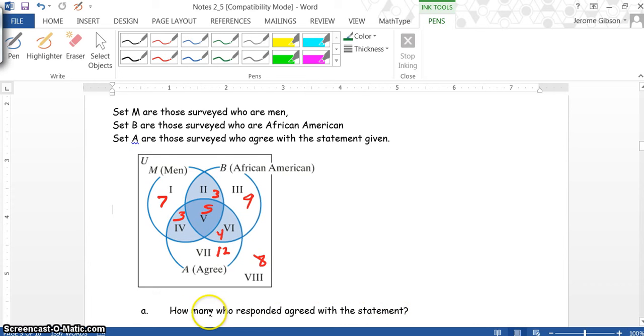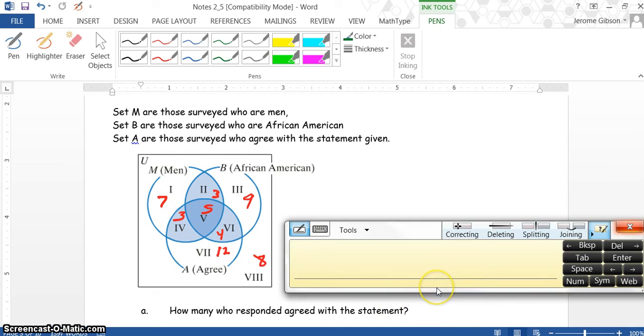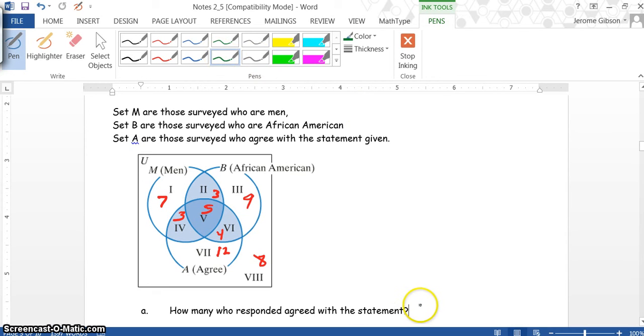Okay, now let's look at A. It says how many who responded agreed with the statement. Now we look here at agree. We have 12 and 4, which is 16, plus 5, that's 21, plus 3, that's 24. So the answer here would be 24.